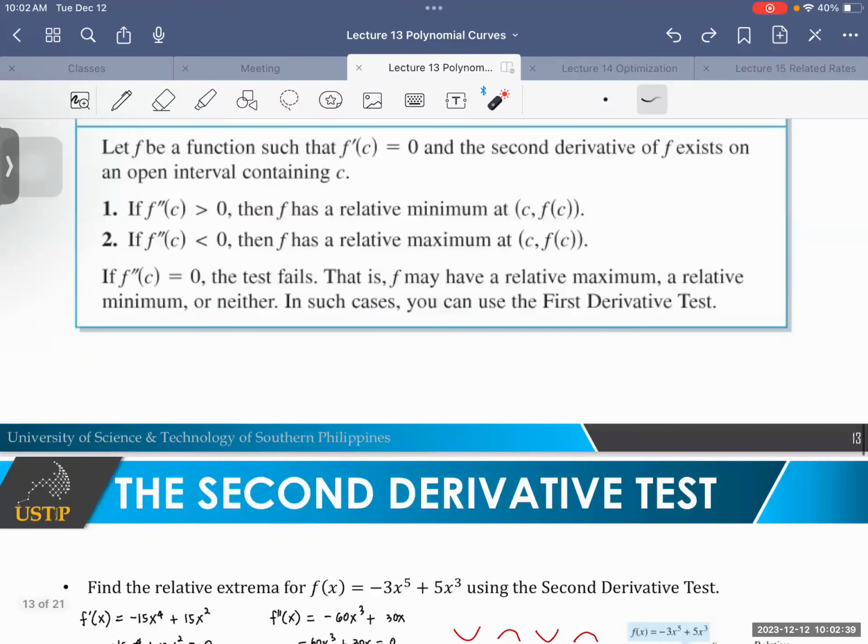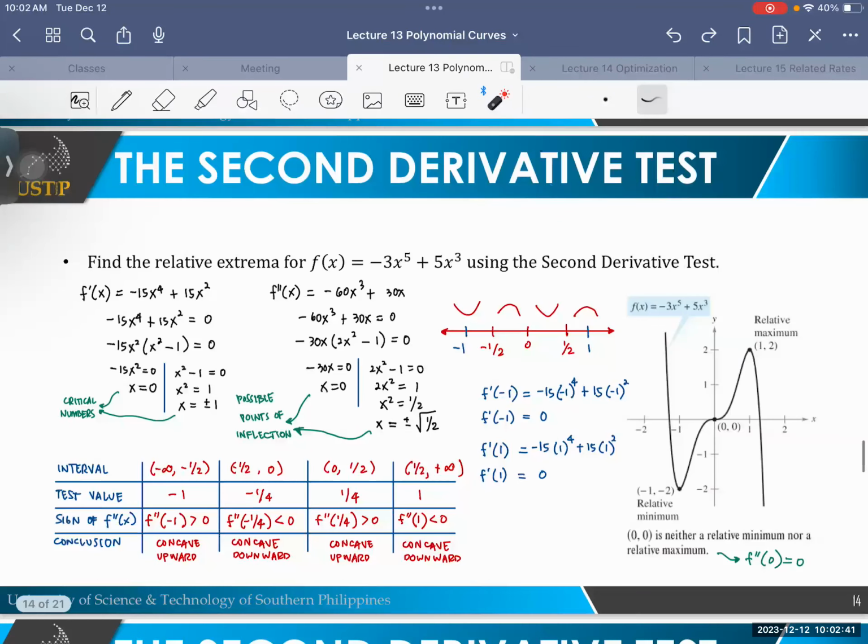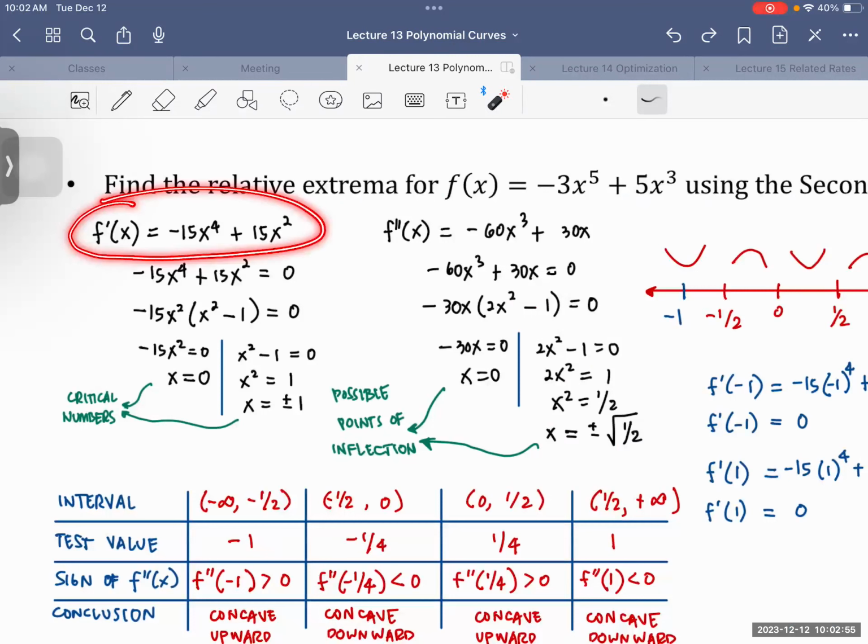Okay, let's go to this example. Suppose we want to find the relative extrema for this function using the second derivative test. First, get the first derivative. So the first derivative, of course, you differentiate this, and then we equate it to 0 or find where it is undefined. We are looking for the critical numbers of your first derivative.